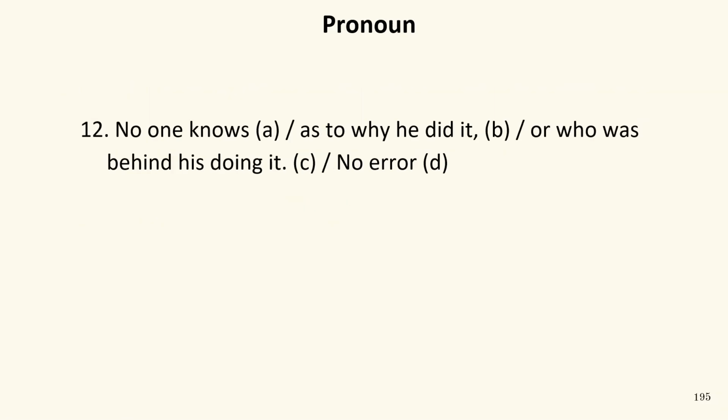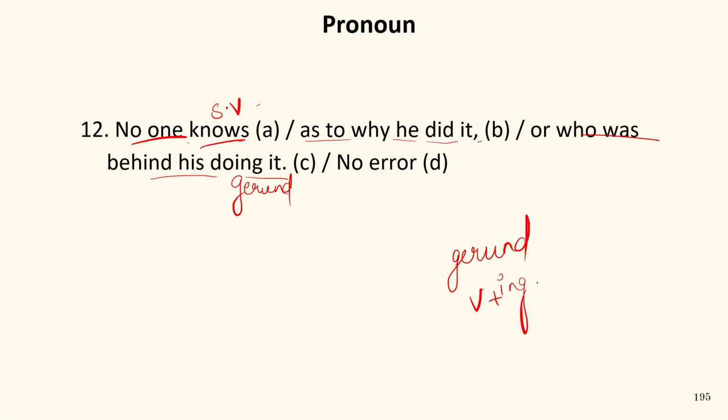No one knows as to why he did it or who was behind his doing it. Now, no one knows, singular verb. No one is singular indefinite pronoun. As to why he did it or who was behind his doing it. Now, this is gerund, and before gerund, there is a concept. Gerund means when we add ing to a verb and it becomes a noun. This is called gerund. Well, this we will discuss later in the part of verb in details.